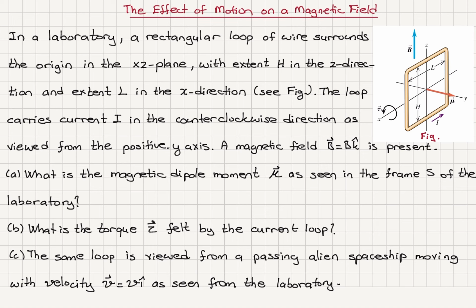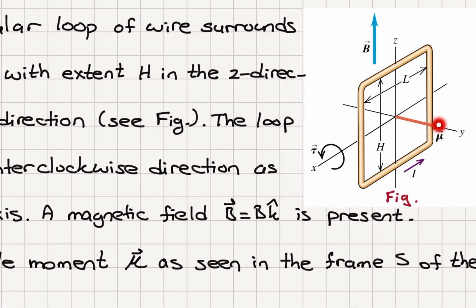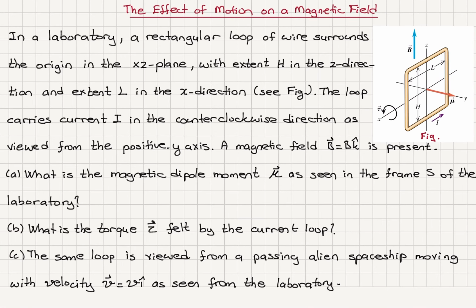The loop carries current I in the counterclockwise direction as viewed from the positive y-axis. A magnetic field B k hat is present, so it's on the z-axis. Part A, what is the magnetic dipole moment mu as seen in the frame S of the laboratory?